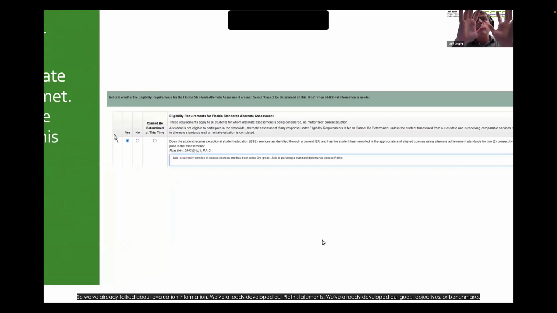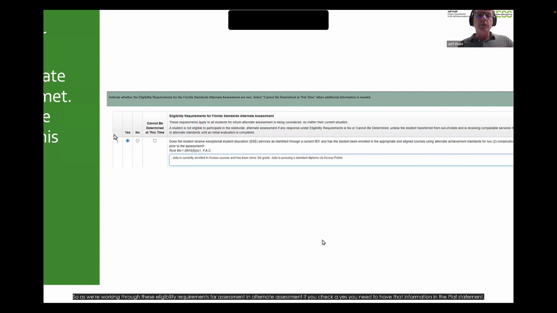And then real quickly in our last 5 minutes, I'm just going to make sure you guys realize this is the eligibility. So we've already talked about evaluation information. We've already developed our PLAF statements. We've already developed our goals, objectives, and benchmarks. Now we are moving on. We haven't gone to our services page yet. We haven't gotten to our LRE. There's a reason why those things come after the PLAF statement, because we use things in the PLAF statement to make further decisions. The PLAF statements are the heartbeat of the IEP. Once you have completed your PLAF statement, everything else is fill in the blank in the IEP. If it isn't in the PLAF statement, you cannot put it anywhere else in the IEP.